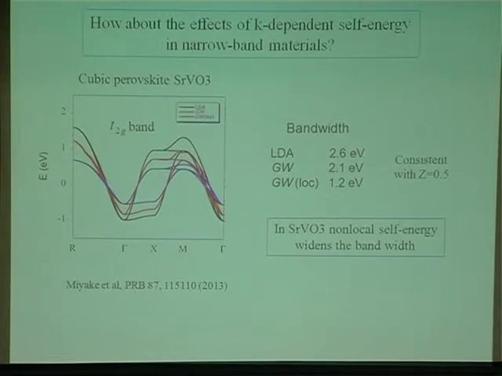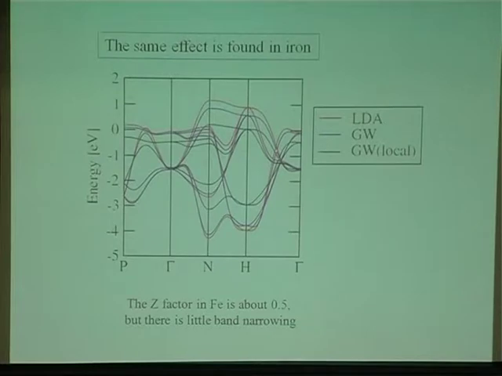So the message is that the K-dependent self-energy tends to widen the bandwidth. And this appears to be the case also when we do iron. This is a comparison between the LDA and GW with also the local component of the GW self-energy. We get quite a significant band narrowing when we only consider the local part of the self-energy. In fact, if you do a full GW calculation, there is very little difference between the LDA and the GW band structure.